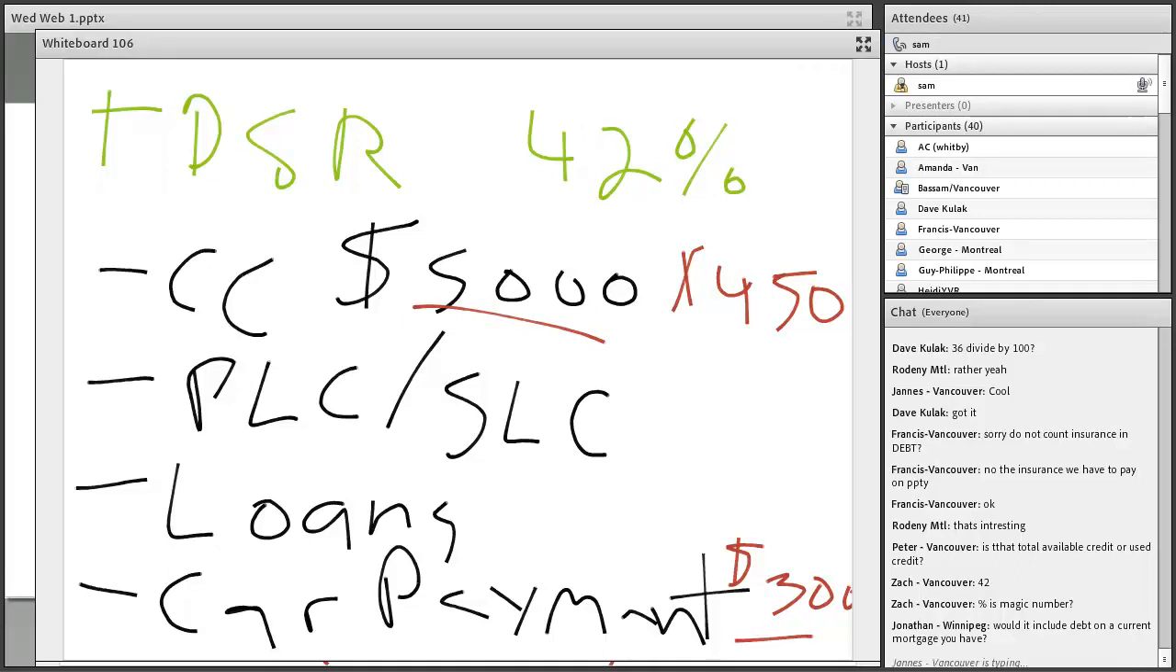Question there, percentage magic: would it include debt on current mortgage? So your current mortgage would be included in the GDSR, right? So back at that other screen where I showed you the mortgage and the principal and interest of $2,500.